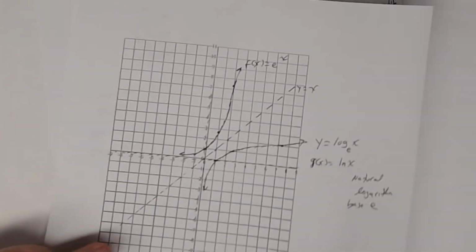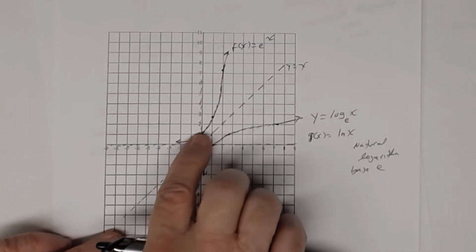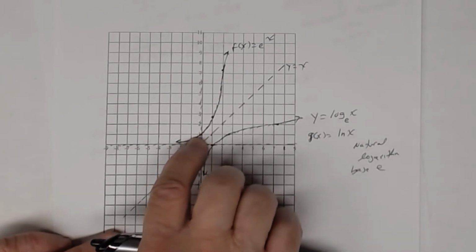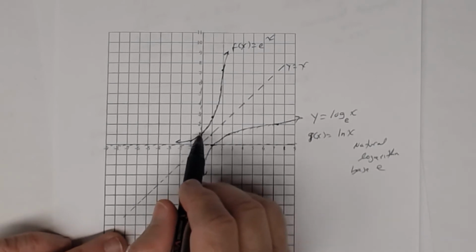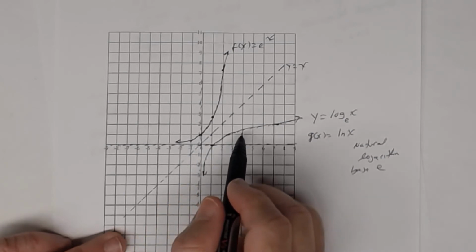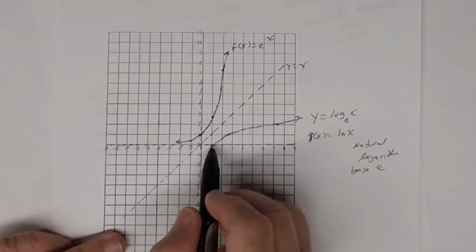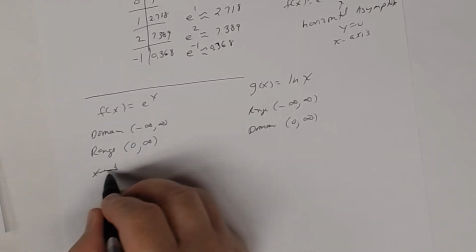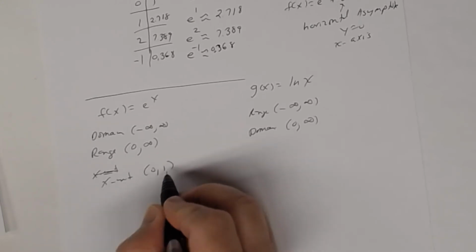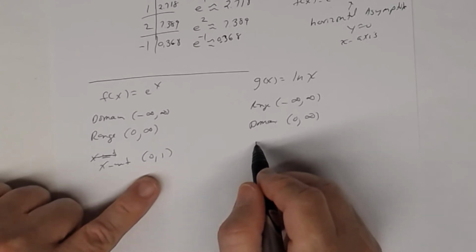The exponential function always has a y-intercept. That's where the graph crosses the y-axis. But wherever the graph crosses the y-axis for the exponential, that's where the logarithm, its inverse, is going to cross the x-axis. See, it crosses at 1 here, crosses at 1 here. Okay? So an exponential function always has a y-intercept. In this case, it is 0, 1. On its inverse, it's going to cross that same point at the x-intercept.